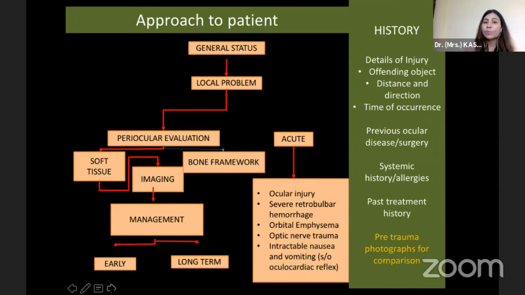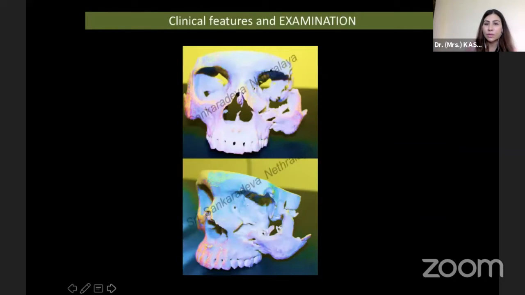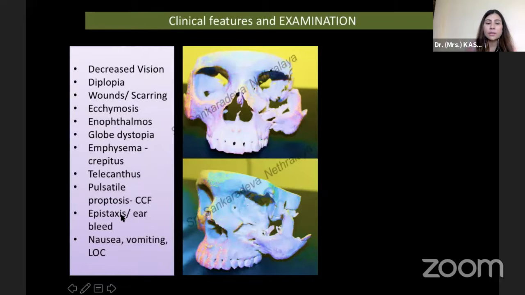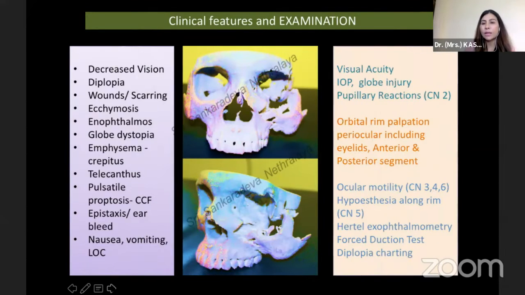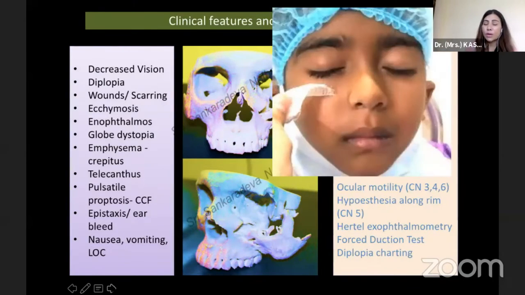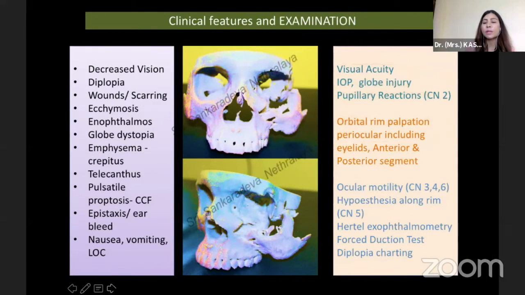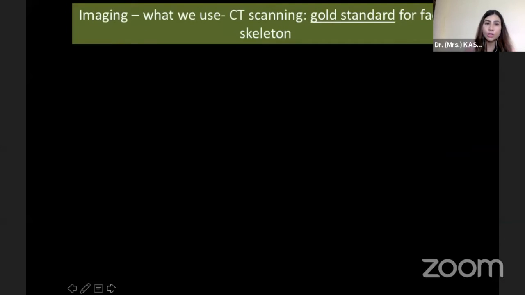And how do we examine this patient? A very detailed history is very important. Then the general examination, which is most important. Then we go for the local examination, go for the imaging and see whether the patient needs acute or immediate surgery, or we can defer the surgery. These are the classical clinical features which you can see both in pediatric and adult. But the most important in any pediatric case, we need to do the intraocular examination very well, with a very good evaluation of the ocular motility, the forced duction test, and if possible, exophthalmometry and also diplopia charting.